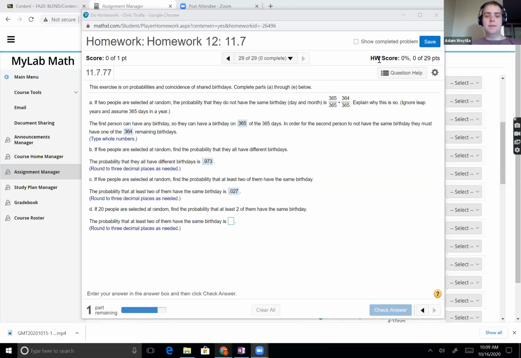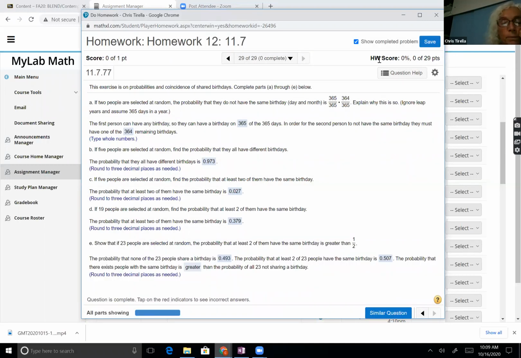Isn't there still one more step? Because it says E. I'm going to cheat. E, show that if 23 people are selected at random, the probability of at least 2 of them having the same birthday is greater than a half. It's going to be the same work, except instead of having 5 or 20, we'll have 23. And then we subtract that from 1, which would be bigger. So it's just doing the same thing, but with 23 instead of 20.